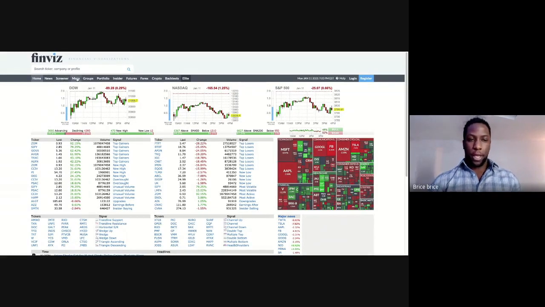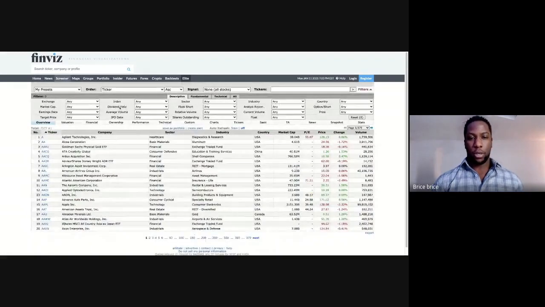So one thing I do often is that I go on Screener, and on the Screener you can basically find stocks according to different strategies. You have fundamental analysis, you also have technical analysis or other descriptive things that you want to put for your stocks.